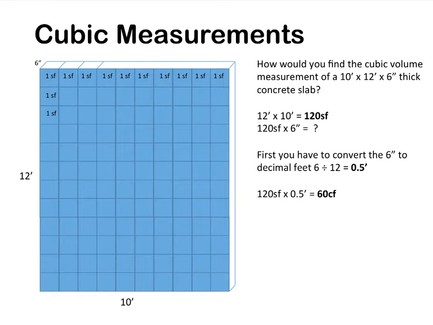So, how would you find the cubic volume measurement of a 10 by 12 by 6 inches thick concrete slab? Well, you would get the same 120 square feet, 12 by 10, but now we're going 6 inches thick. First you have to convert the 6 inches to a decimal foot, which is 6 divided by 12 equals 0.5. So 120 square feet times 0.5 gives you 60 cubic feet.